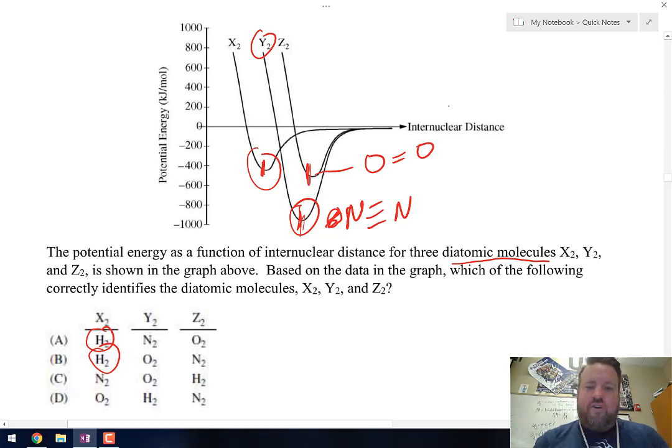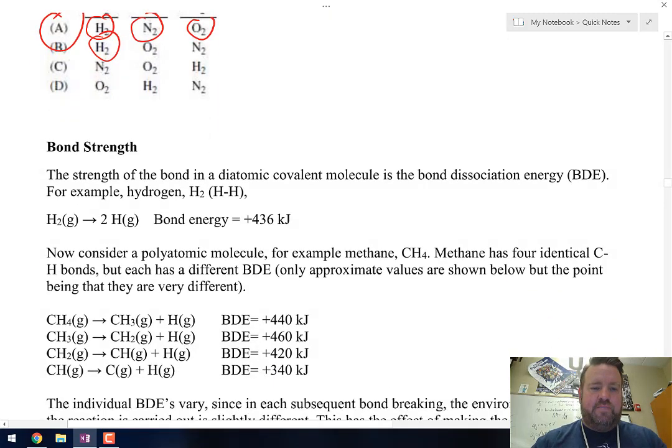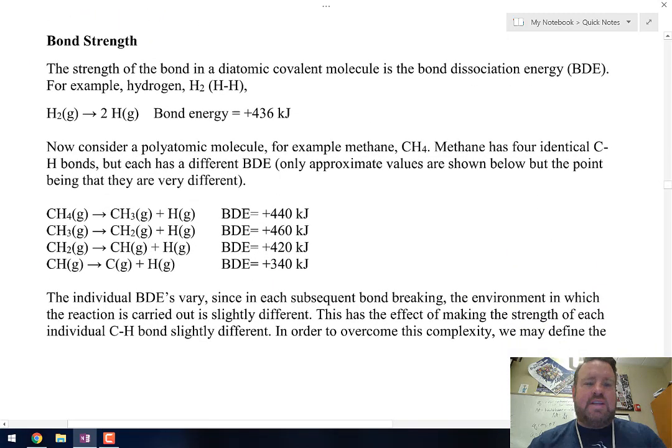So therefore, Y2 would be nitrogen, and then Z2 would be oxygen, so the correct answer is A. Okay, now let's take that a little bit further and talk about bond strength. The strength of the bond in a diatomic molecule is what we call the bond dissociation energy. It's how much energy it takes to break the bond.